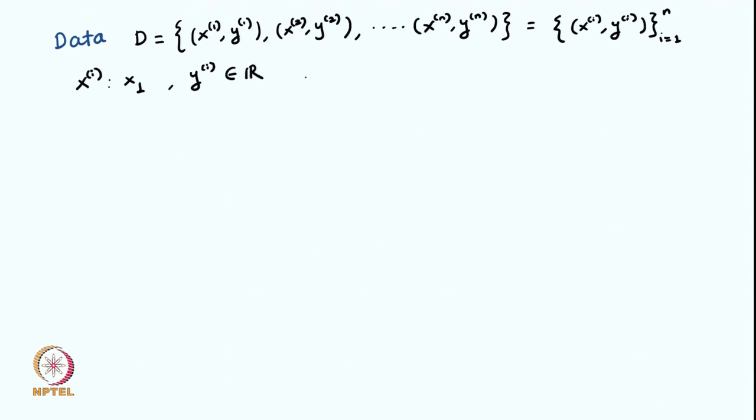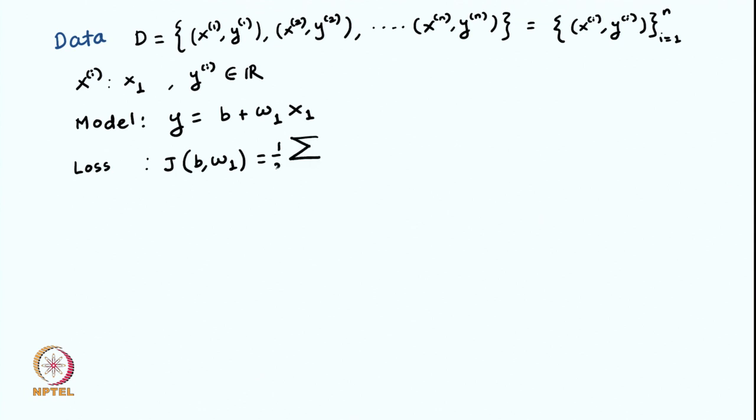So this is a regression problem, and the model that we use is y equals b plus w1 x1. So the loss function J of b comma w1 is 1 over 2 times the square of the difference between the predicted value and the actual value.